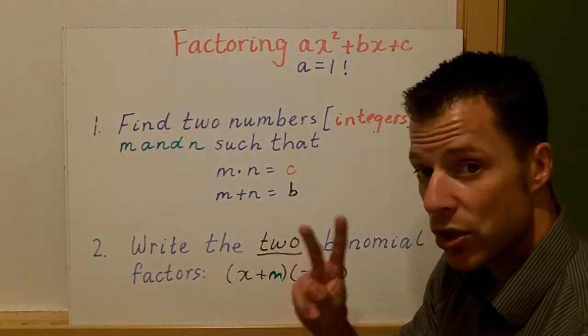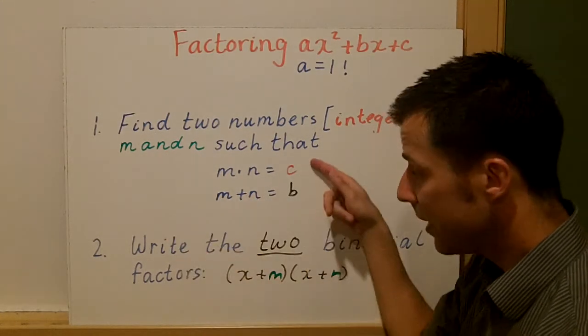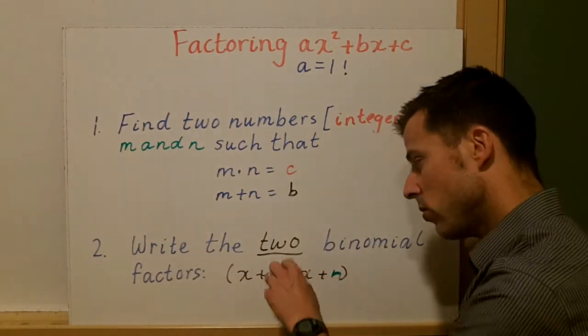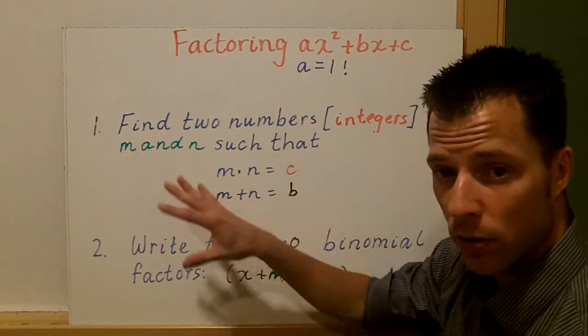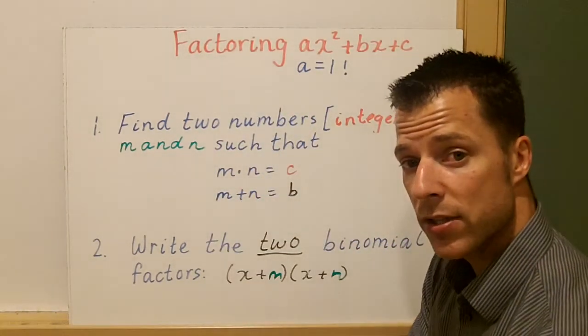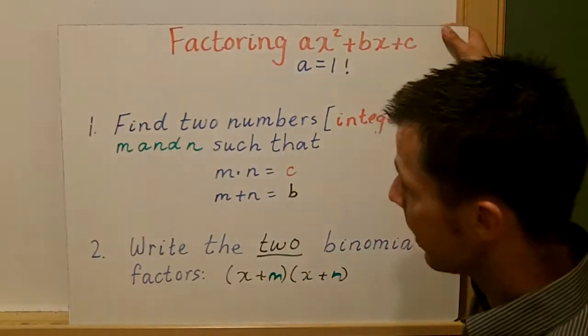Okay? So everything's in twos. Two integers, m and n. Meet these two conditions, and we write two binomial factors. So this is going to be the background of our whole lecture today. So let's look at some examples of factoring these types of quadratics.